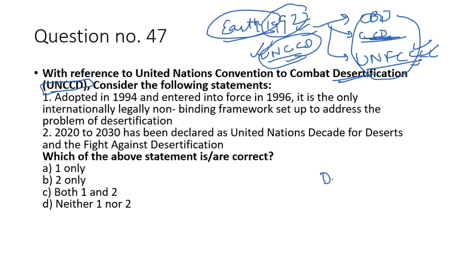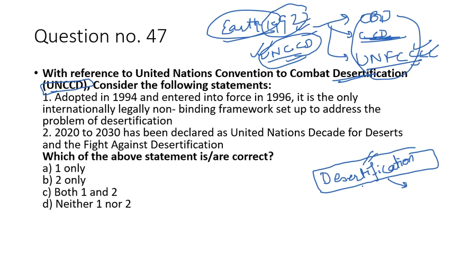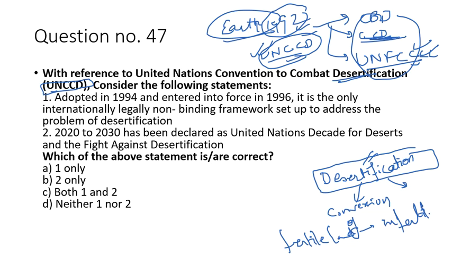In this question you must know the term desertification very clearly. Desertification does not alone mean the extension of deserts, right? It also means the conversion of fertile land into infertile land, and this may be because of both natural as well as anthropogenic reasons.